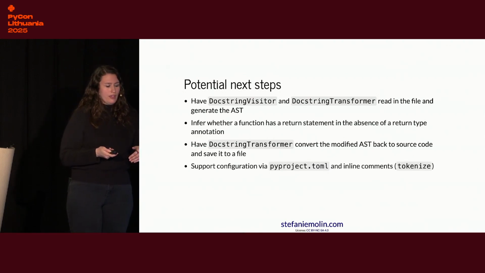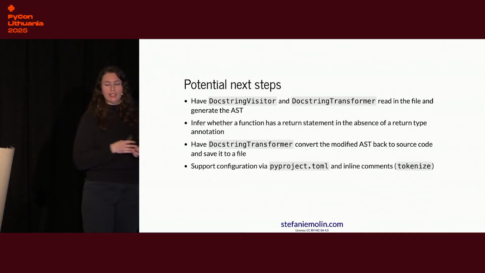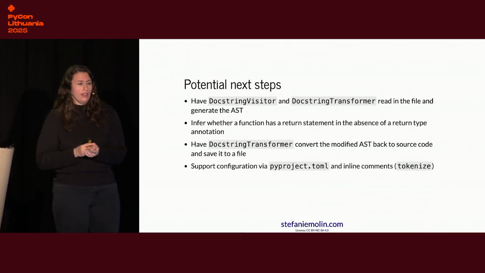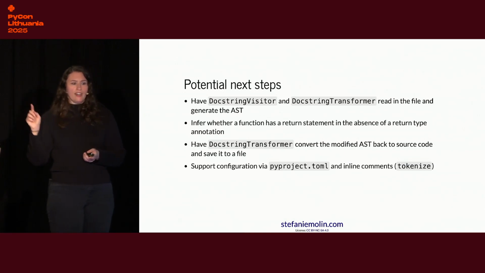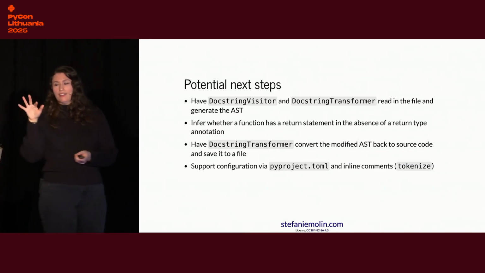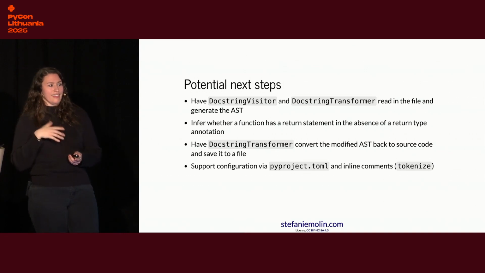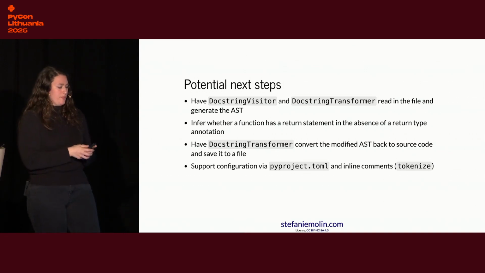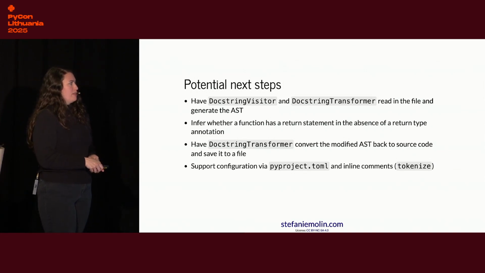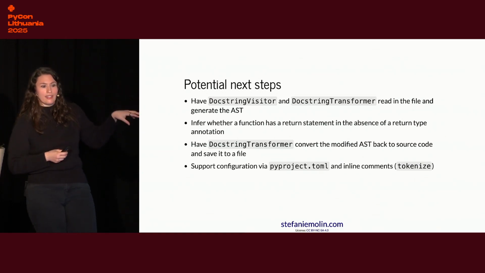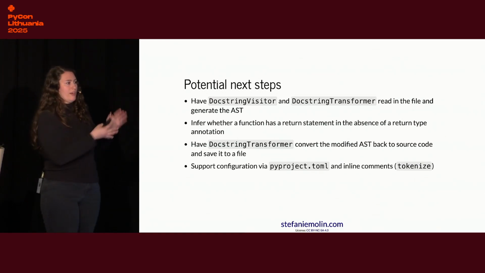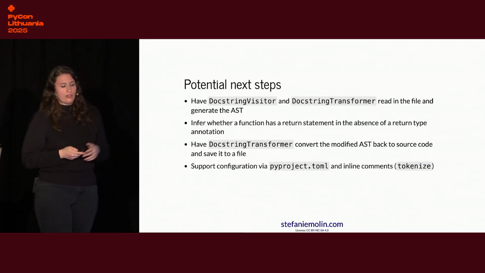You could also look at supporting configuration. You might want to put something in the pyproject.toml or a separate file. You might want to handle inline comments. If you've seen those noqa comments or some other ways of telling a particular line that you want that to be ignored by linting, for example, you could do that. And a way to start with that would be the tokenize module in the standard library, which lets you extract comments. Pairing that with the AST would allow you to preserve that information.